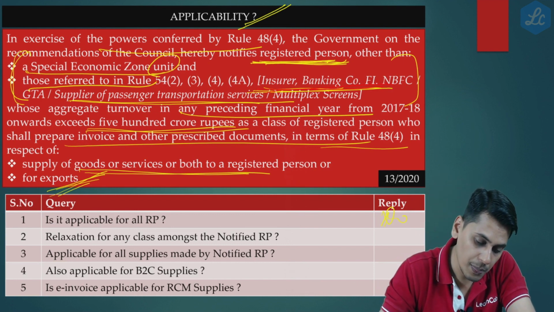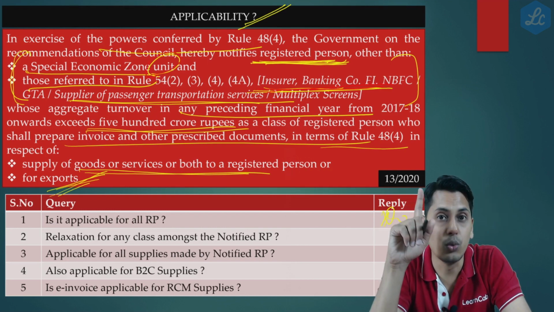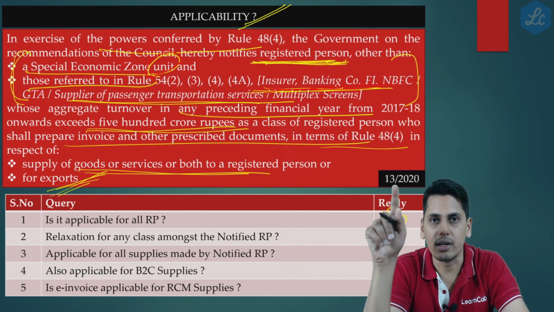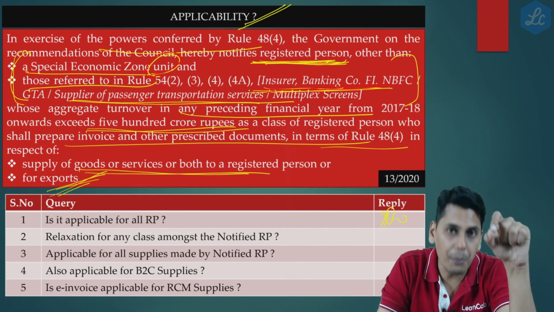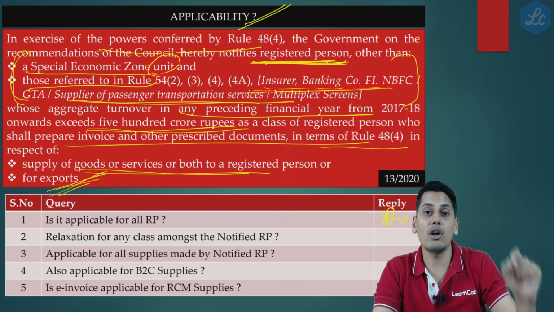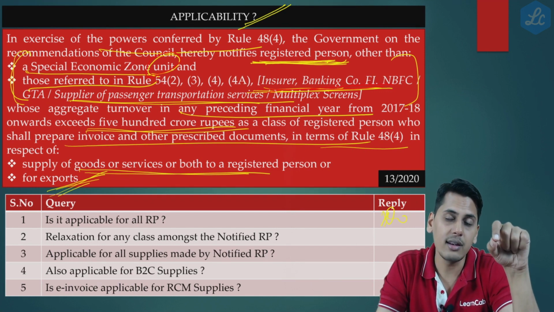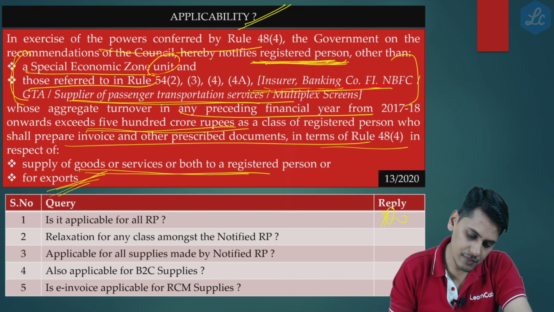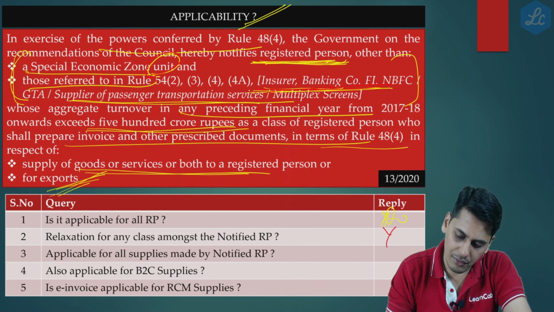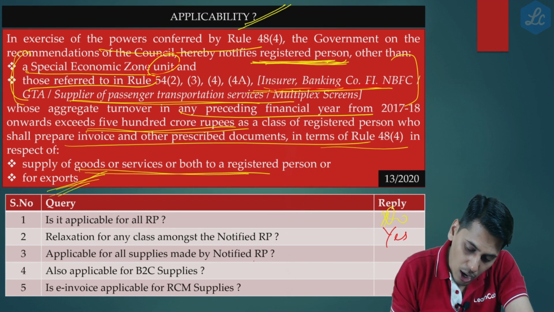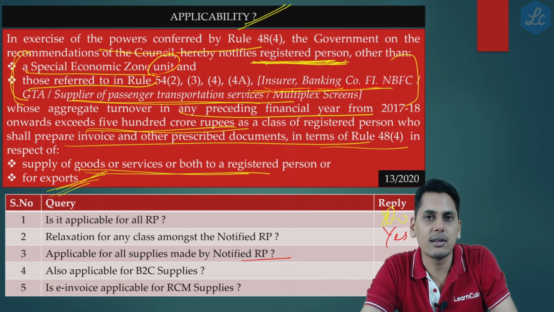Who have been excluded? It is only a special economic zone unit. A special economic zone developer has not been excluded. So friends, if a special economic zone developer has an aggregate turnover exceeding 500 crore rupees in any financial year from 17-18 onwards, then 48 sub rule 4 is applicable to him. So is there any relaxation for any class amongst the notified persons? The answer is yes: a special economic zone unit and these specified suppliers. The next one: is it applicable for all supplies made by these notified registered persons? The answer is no.